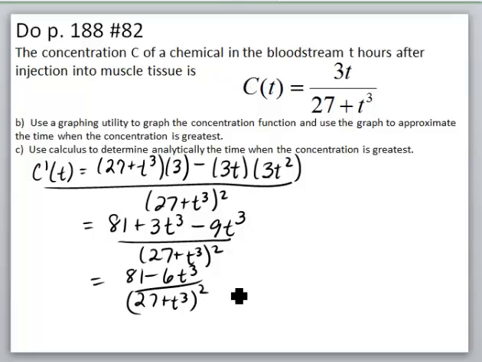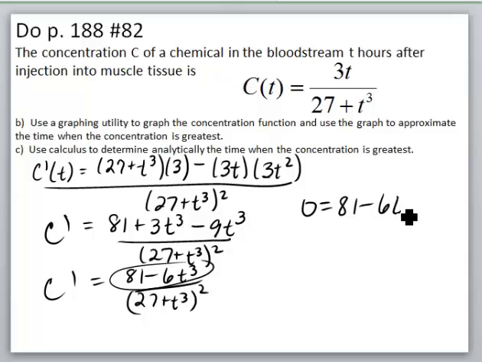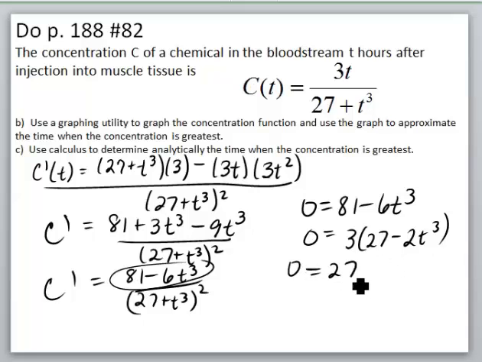I want to find those critical numbers, so I am going to plug in 0 for my C prime. So I get 0 equals, and I'm concerned about what's going on at the top. So C prime equals this 81 minus 6t cubed. I can take out a 3. The 3 doesn't mean anything then, and I can set the 27 minus 2t cubed equal to 0. Moving the 2t cubed to the other side, I get t cubed is equal to 27 over 2.